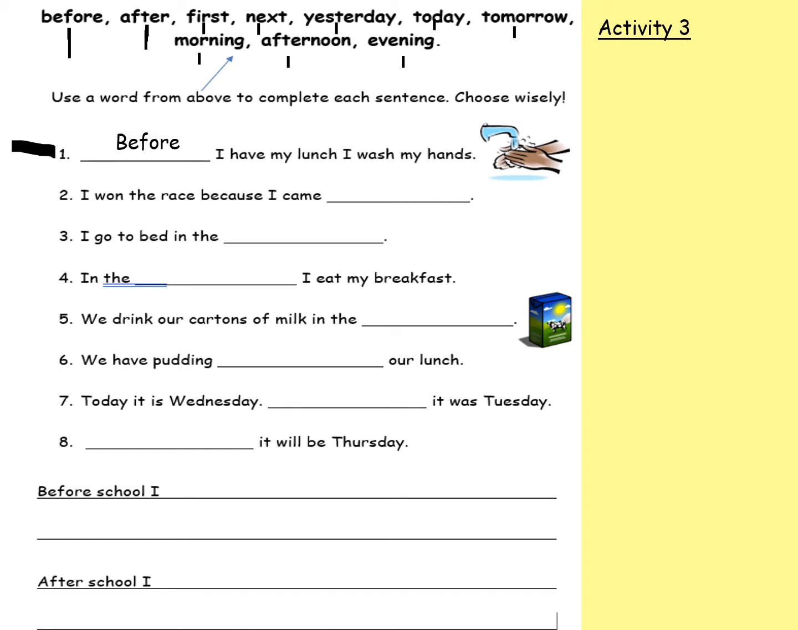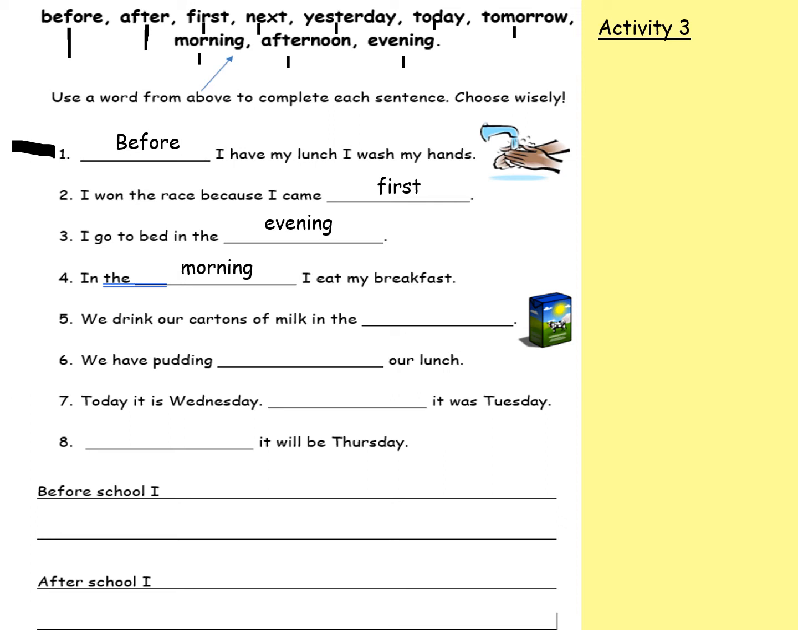So number 2, I won the race because I came, that's easy, I came first. Number 3, oh, this is an easy one as well. I go to bed, do I go to bed in the morning? No. I go to bed in the evening, because that means later at night. Number 4, in the something, I eat my breakfast. Would I say, in the yesterday, I eat my breakfast? That doesn't make sense. In the first, I eat my breakfast? No. I eat my breakfast in the morning. In the morning, I eat my breakfast.